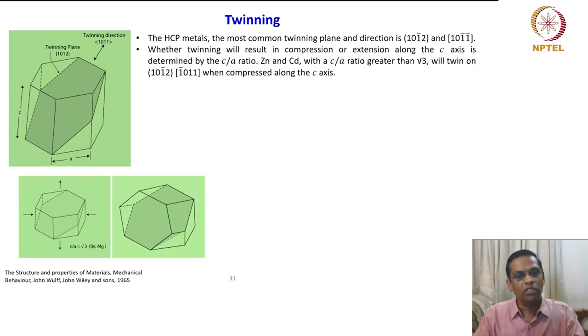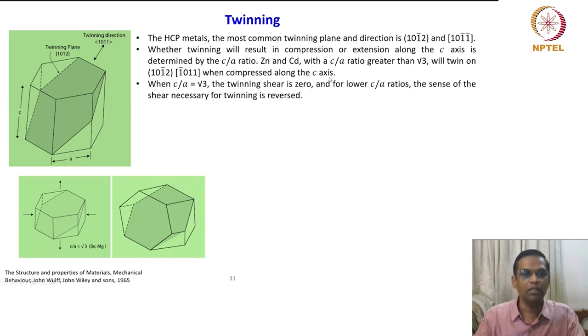But you have a different situation here in HCP metal. It is very interesting. Whether twinning will result in compression or extension along the C-axis is determined by the C by A ratio. Very, very important. Twinning is going to result in a compression or extension along the C-axis, whether it gets compressed or elongated. There are two situations that depend upon the C by A ratio. For example, zinc and cadmium with the C by A ratio greater than square root 3 will twin on 10-12 plane and 10-11 direction when compressed along the C-axis.